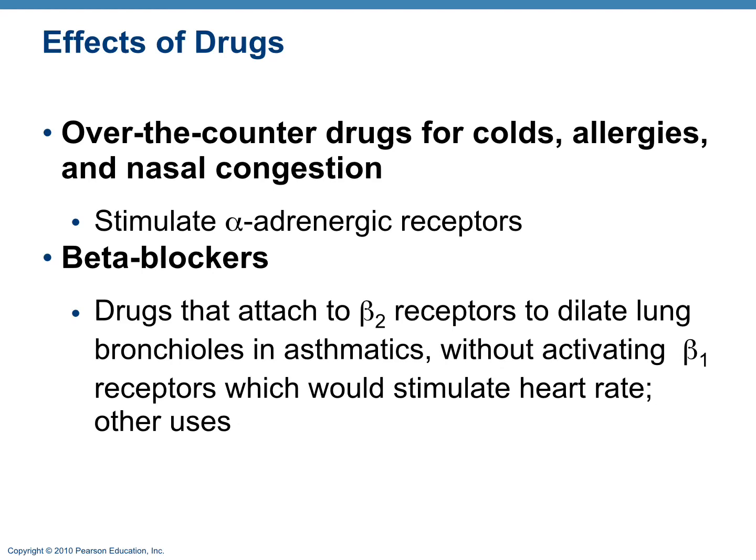Also, we have beta blockers. Beta blockers are drugs that attach to the beta 2 receptors. What they do is they dilate the lung bronchioles without trying to stimulate the heart. Remember, at the heart, the beta receptors can be stimulatory, even though they're usually inhibitory. So what we want to do with a beta blocker is open up the bronchioles of the lungs without raising the heart rate. So this is used in asthma medications.